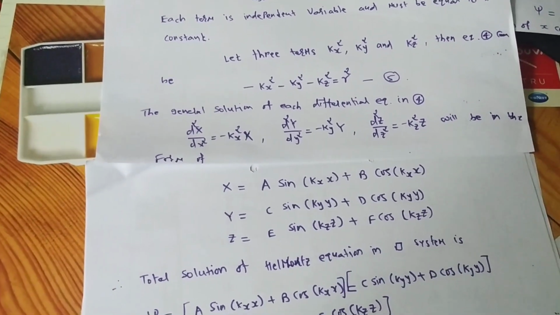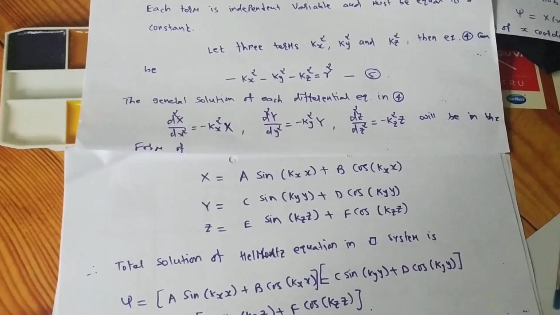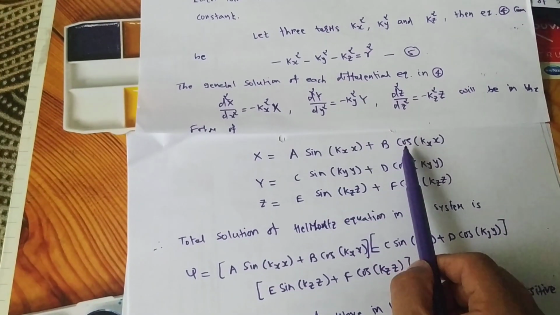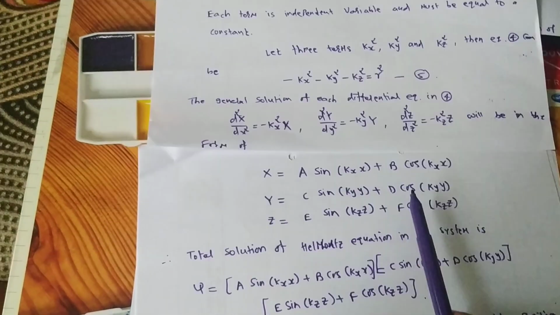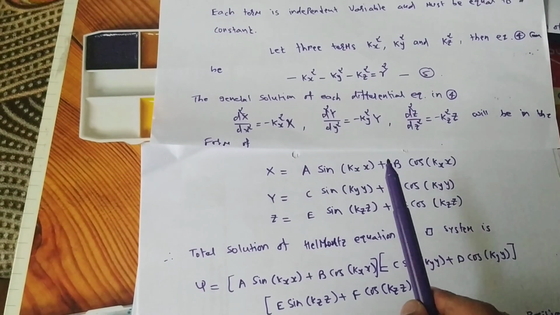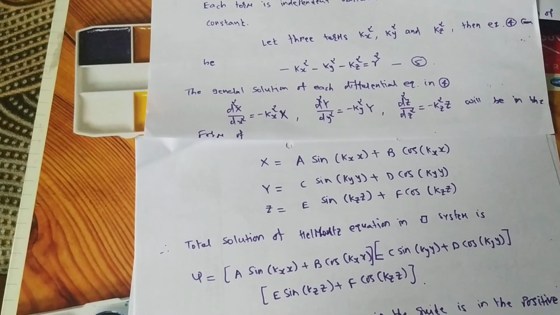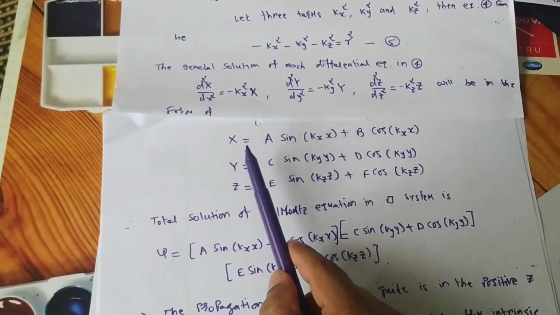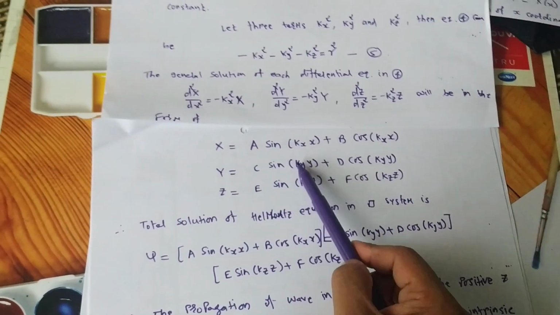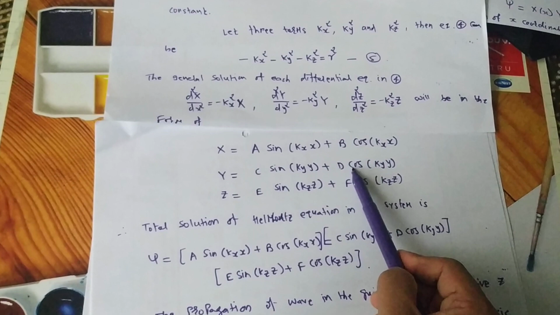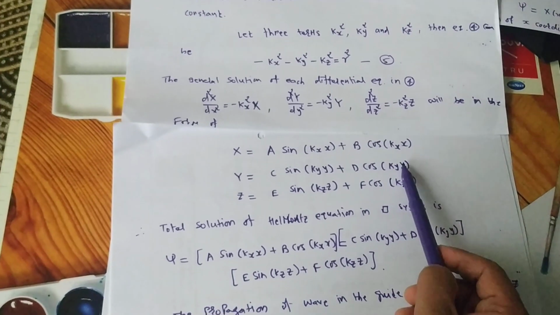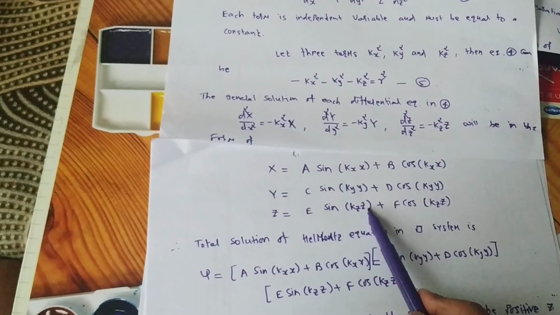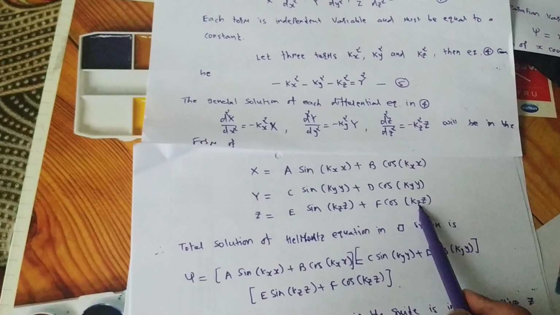So now this variable capital X is a function of sine and cosine, and the constants A and B are decided by the boundary conditions. In the same way, we have Y equal to C sin(ky y) plus D cos(ky y). Same way, Z can be expressed as E sin(kz z) plus F cos(kz z).